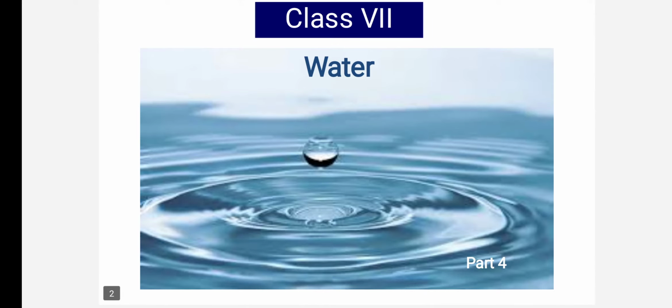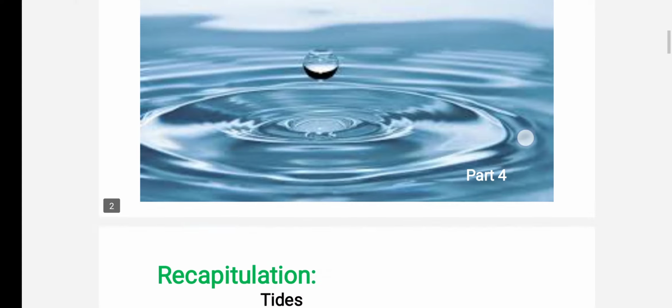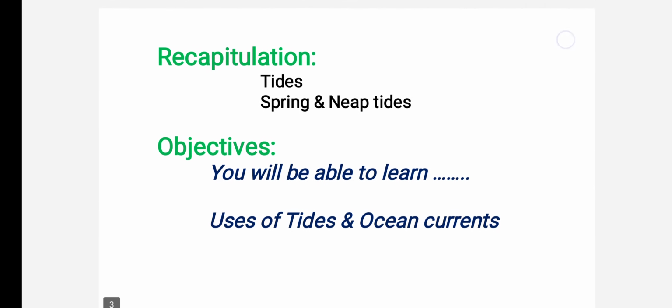In our geography class, we are discussing the water chapter. In the last class, we discussed what tides are, how they are formed, and the different types of tides, spring tides and neap tides, and when they occur. At the end of today's class, you'll be able to learn about the uses of tides and also ocean currents. Okay, let's go ahead.